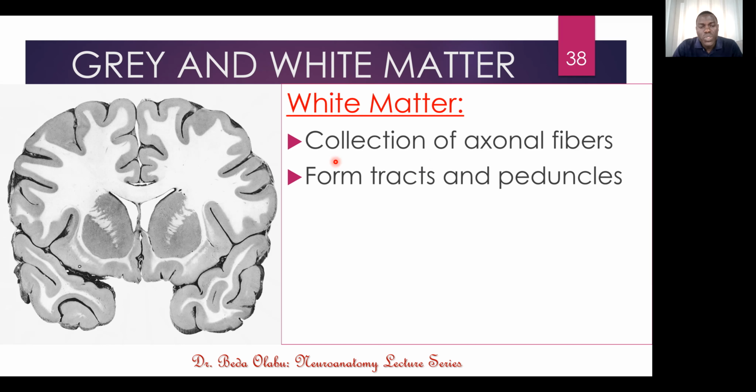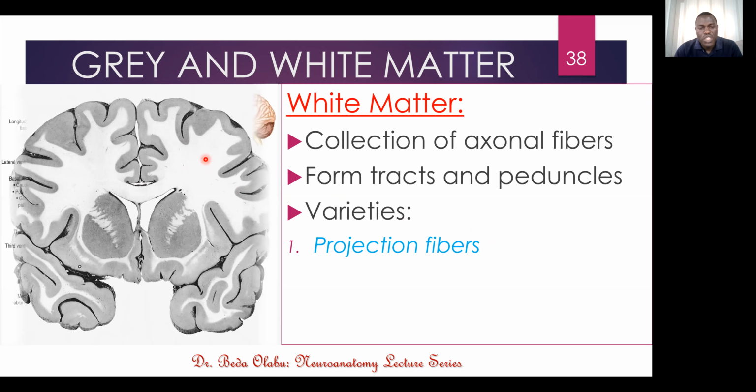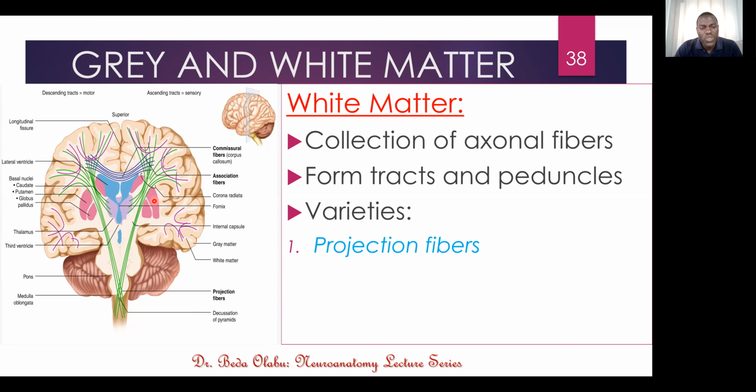Now, with regard to the white matter in the brain, there are three varieties of fibers. When you use the term fiber, it means just neuronal processes. We have what we call projection fibers. Projection fibers refer to fibers that connect the cerebral cortex to regions which are outside the cerebral cortex, like these green ones.